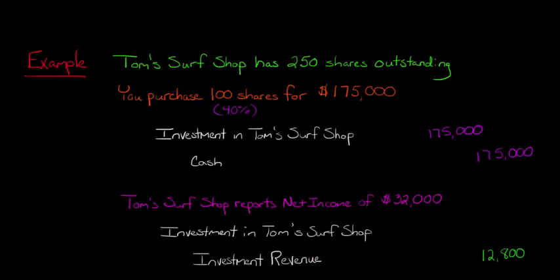And then the corresponding debit, right? We've got a balance here. We've got to have a debit of $12,800. And what that debit is, it goes to investment in Tom's Surf Shop. It's actually going to increase the carrying value.